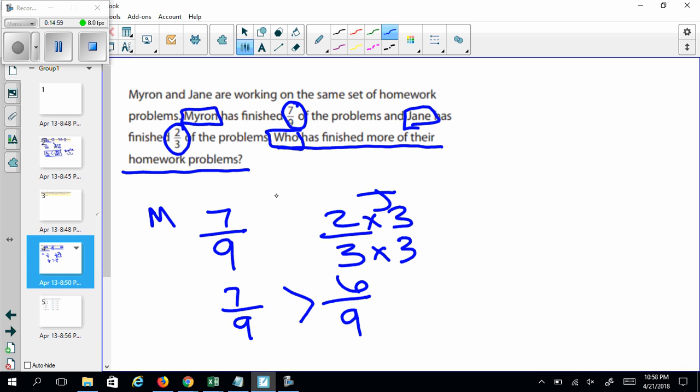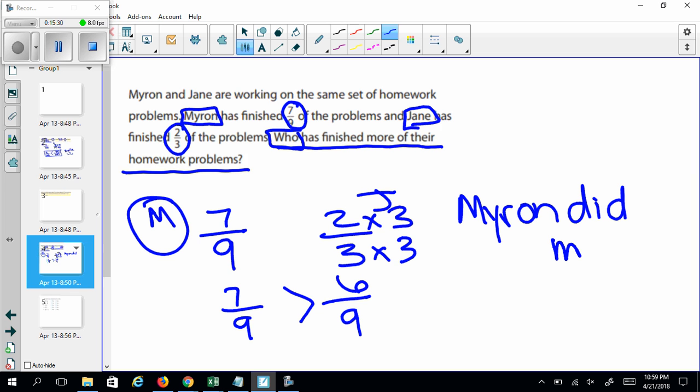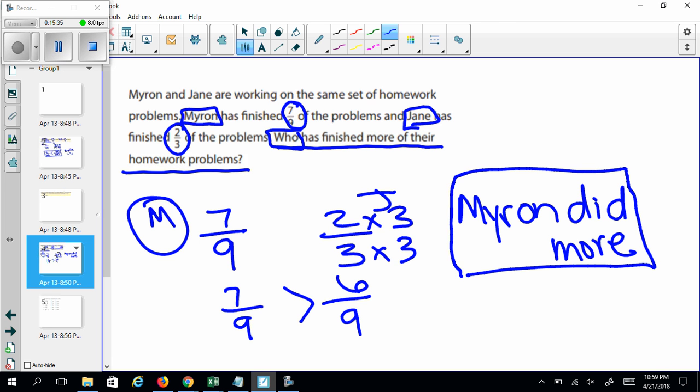I'm going to go back real quick because I actually didn't finish this problem. Remember how we boxed the keyword of who? Yeah, we never did answer that, did we? So, who finished more of their work? Myron or Jane? And in this case, because we are saying 7/9 is more than 6/9, Myron is the one that did more of the homework. Okay? So make sure that we actually answer the question, which is, who does more? And for us, that was Myron.